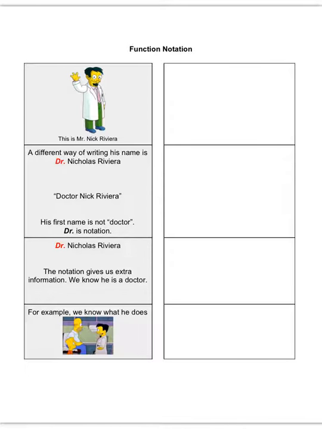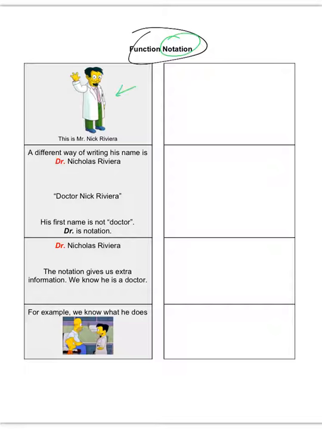Okay, this lesson is on what we call function notation, as you see up here. And the focus is going to be on notation. Let's talk about what we mean by notation. And to start with this, I want to talk about this dude right here.